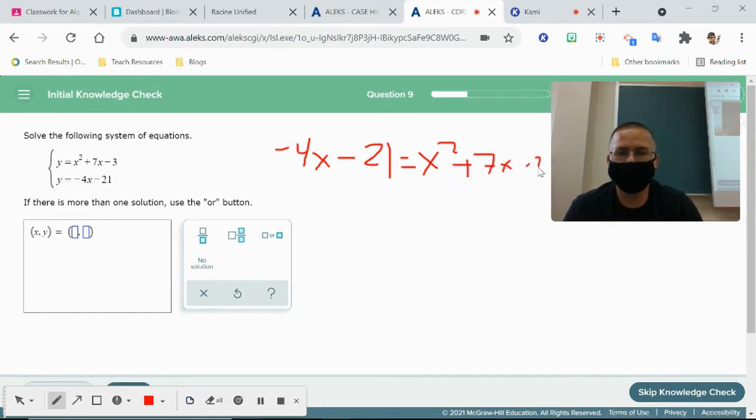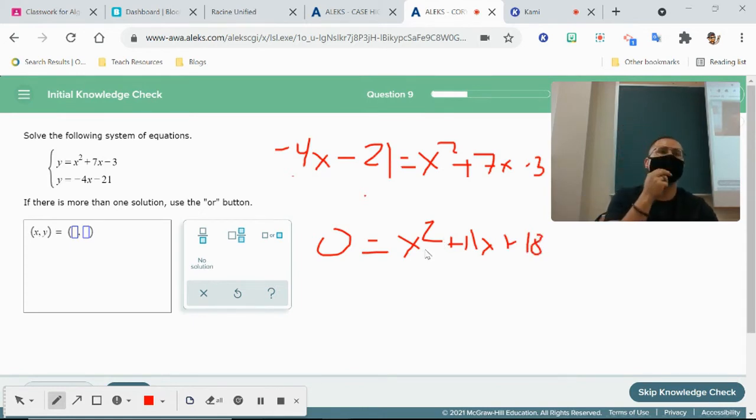Like this. I'll set it equal to 0, so I'm going to add these to the other side. So 0 equals x squared plus 11x plus 18. So when you have this, it is called a quadratic function. I don't know if you guys have ever heard of factoring, but factoring is something that a lot of teachers like to do. So actually I can factor this because I can see the pattern.